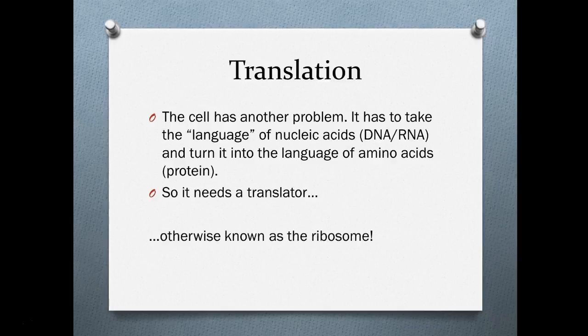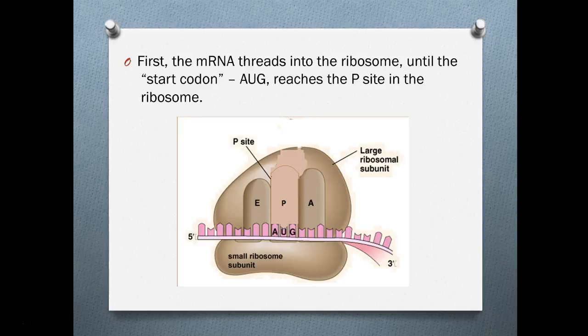The translator is the ribosome. So the ribosome is going to hook up with a messenger RNA molecule, and it's going to start to read it. It reads it 3 letters at a time, and every protein starts with the letters A, U, G. That is known as the start codon.